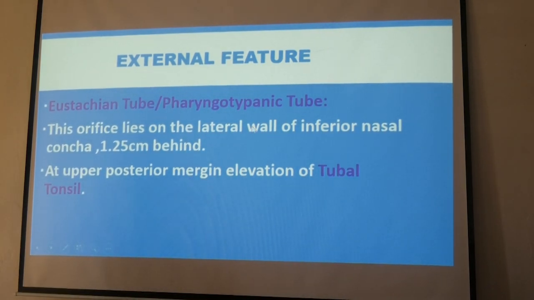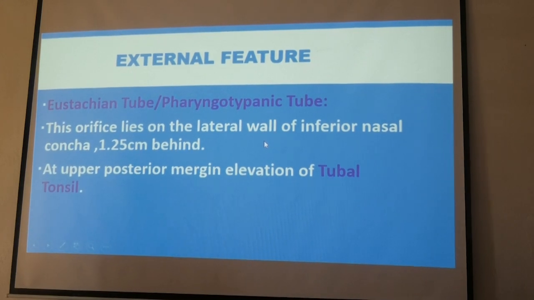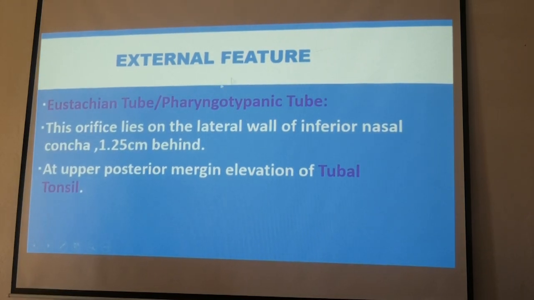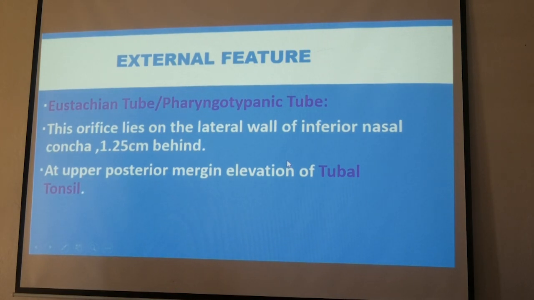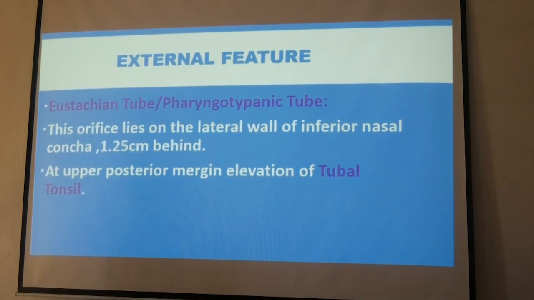ঠিক আছে? তাহলে tubal tonsil কোথায় পাচ্ছি? Pharyngeal tonsil কোথায় পাচ্ছি? At the superior border of the nasopharynx. Tubal tonsilটা কোথায় পাচ্ছি? যেখানে পিটি ওপেনিং দুদিকে, just below there would be only posterior margin, there would be tubal tonsil. Okay, তাহলে tubal tonsil কেন নামটা এসেছে? Because of pharyngotympanic tube.